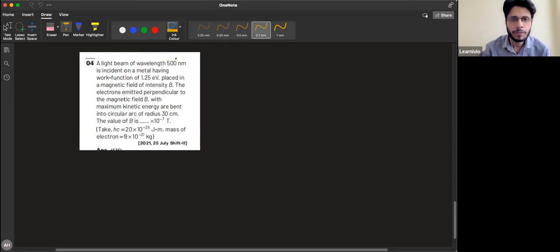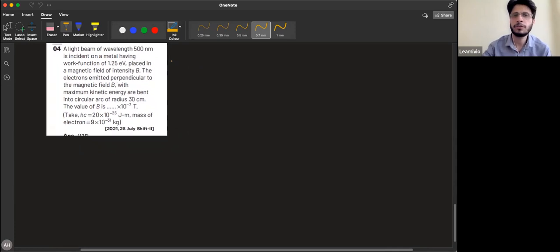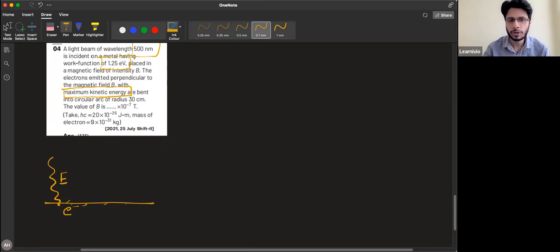Okay, I believe you have at least noted down the given terms and the relations that you'll be using. See, what is given? Wavelength is given. Work function is given. And magnetic field, let's ignore the magnetic field for the time being. Maximum kinetic energy. So what is happening here? This is a metal surface. This is an electron. You incident photons on these electrons. Energy is greater than the work function, so these electrons get ejected with some kinetic energy.